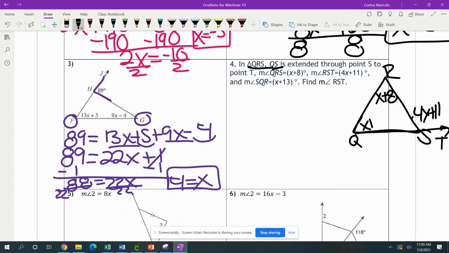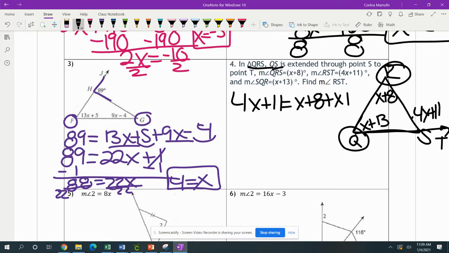That would be x plus 13. Find the measure of RST. Okay, so we're going to use the exterior angle theorem again. My exterior angle is 4x plus 11 equals, and then we add the two opposite angles, which are R and Q. So x plus 8 plus x plus 13.